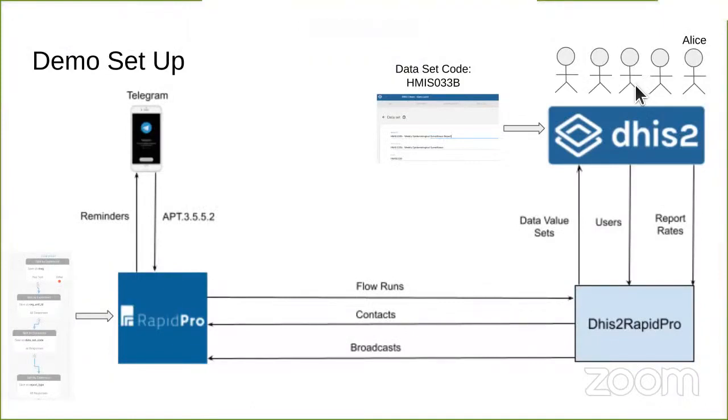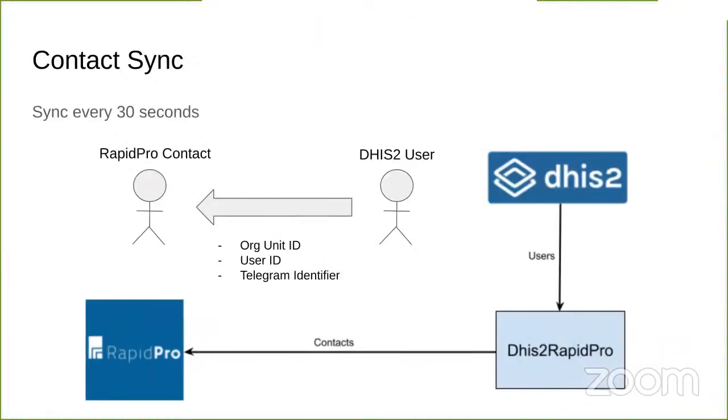Okay, we have given you a quick glance at how the demo is set up. Now I'm going to showcase each of these application's features. The first one is contact synchronization. Here I will show how the DHIS2 to RapidPro connector copies the DHIS2 users into RapidPro as contacts. When it copies the user, it copies the organization unit ID, the user ID, and the Telegram identifier, and inserts them into the RapidPro contact. As part of the demo, I will also configure the contact synchronization to happen every 30 seconds.